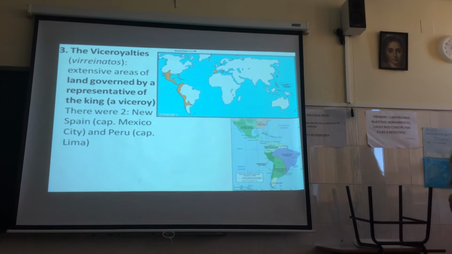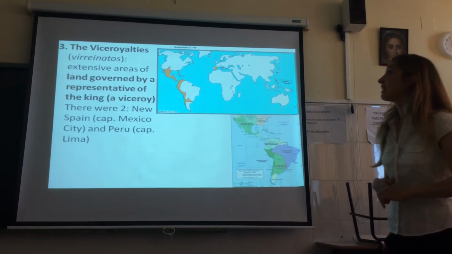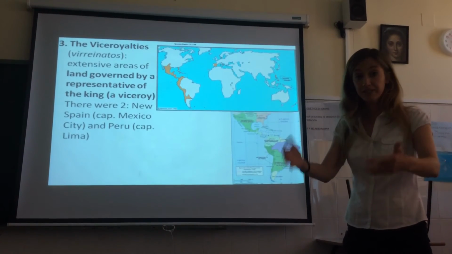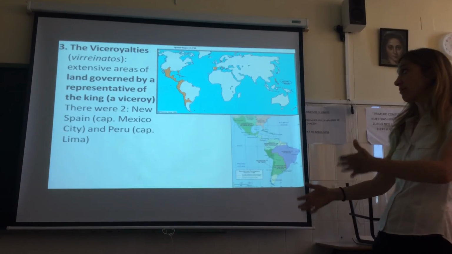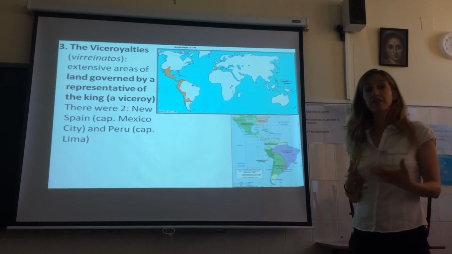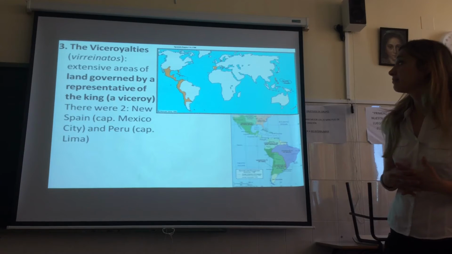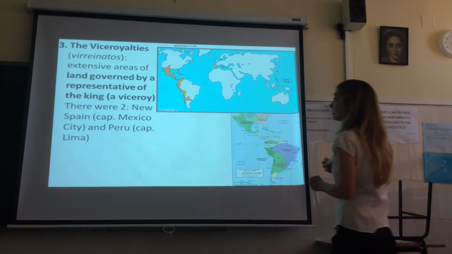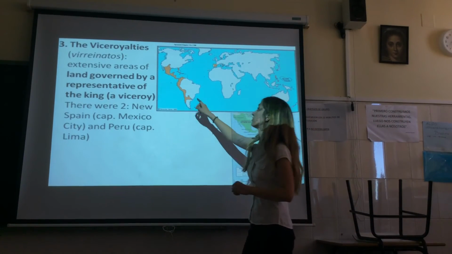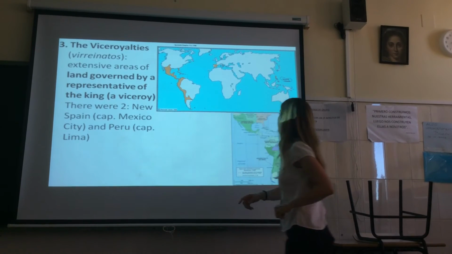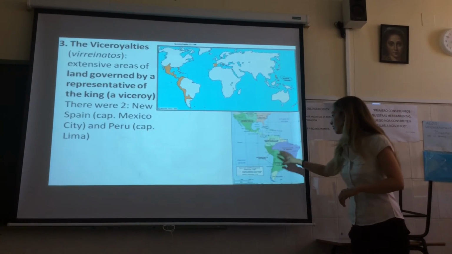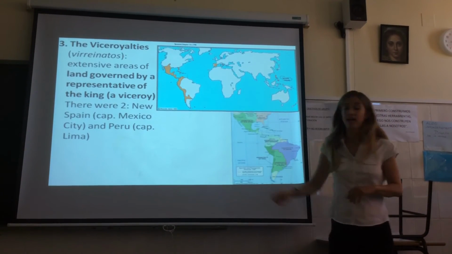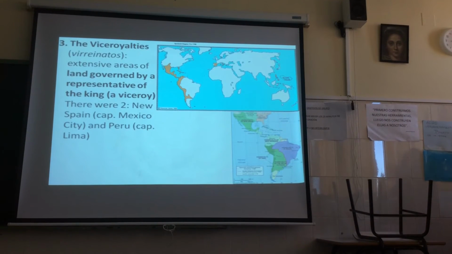Okay. How is land organized? Into viceroyalities. Land is governed by a viceroy. As we saw with Felipe II, they kept viceroys who were direct governors, representatives of the king, right? And we have two important ones, New Spain and Peru. Later they added more: Brazil, Granada, and some up in the area that's now the United States.